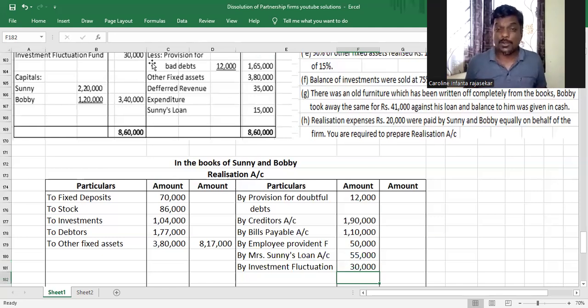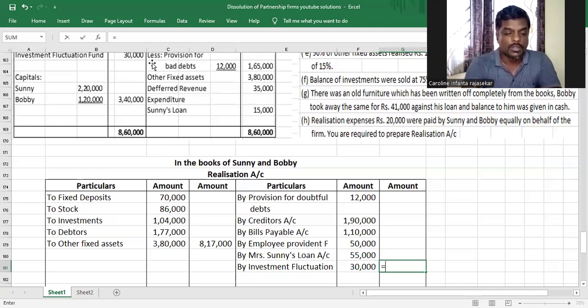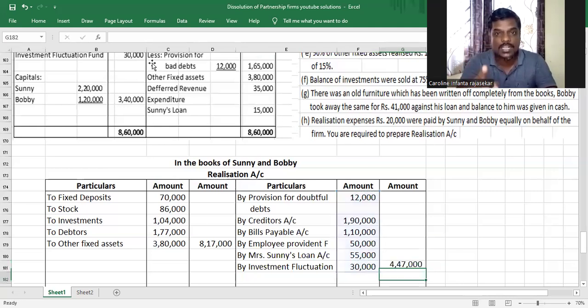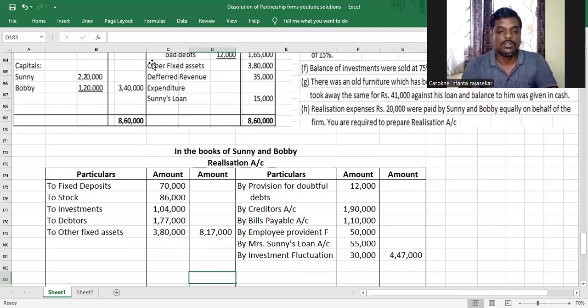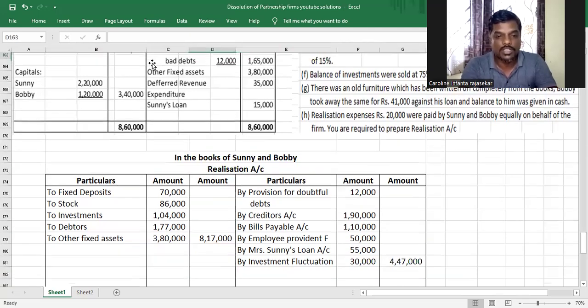Now, when it comes to workman compensation reserve, there is a 1 mark question regarding that. With respect to that, I will solve it after solving this problem in this video itself, and I'll tell you how to do that. Okay, but investment fluctuation fund, let there be no doubts, it will always be transferred to realization account, though it's a reserve. It will be transferred to realization. All right, my dear children, so we've transferred all the assets and liabilities.